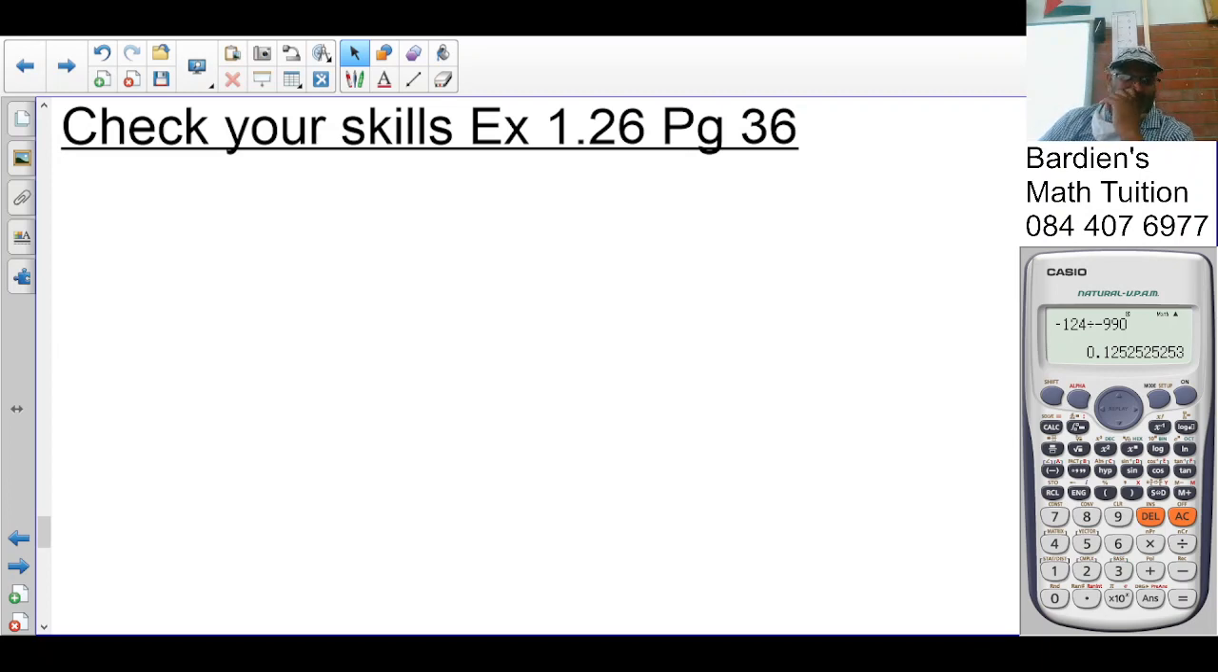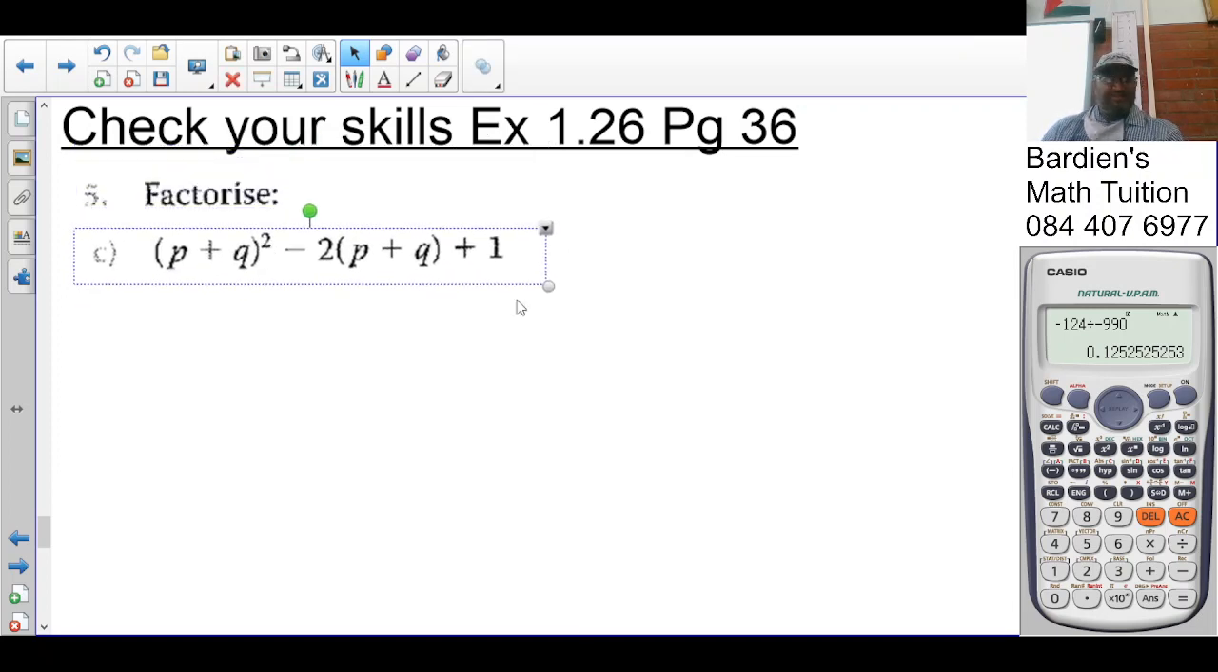Right, people? Question 5 or number 5? Any issues here? C. Any other problems? Number 5C. The question is to factorize. What number is that? Right, who managed to do this one?